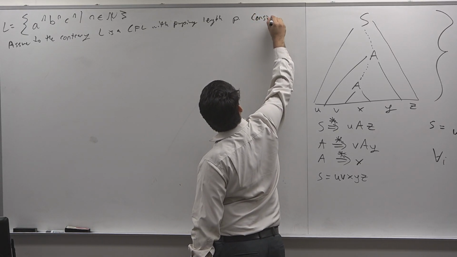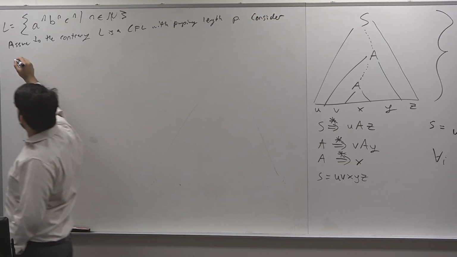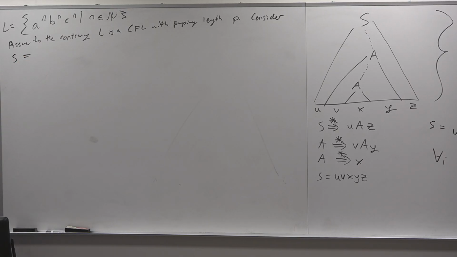Consider S equal to what? What's a good choice of S to be in this language? Wait, no. I'm asking for a string of A to the n, B to the n, C to the n. A, B, B, B, C, C, C. But we wanted a function of P, right?